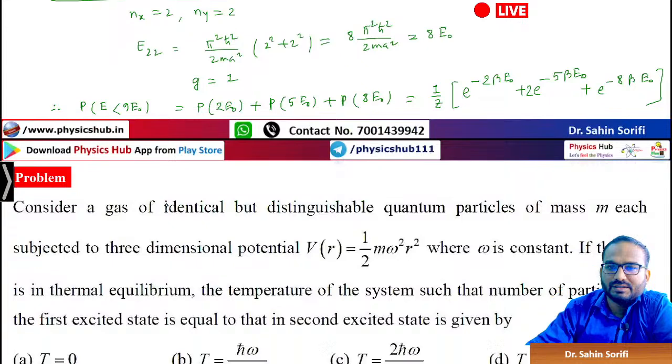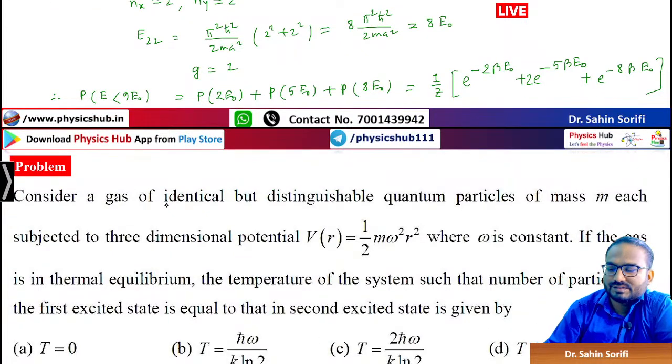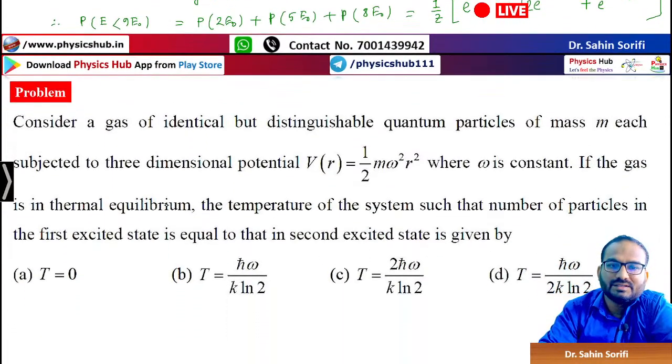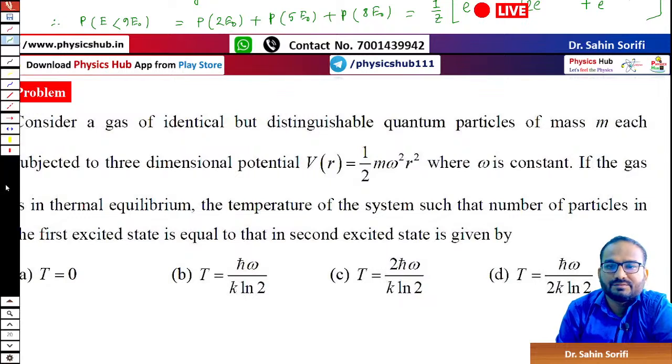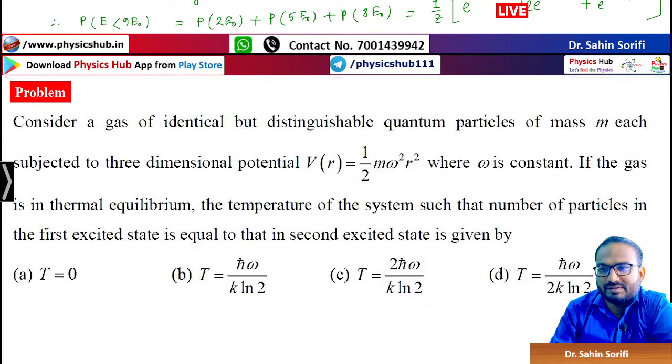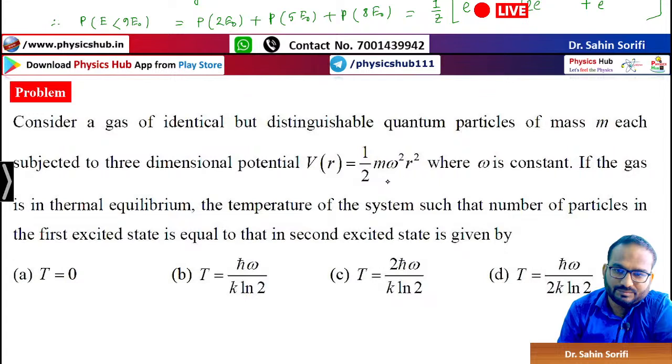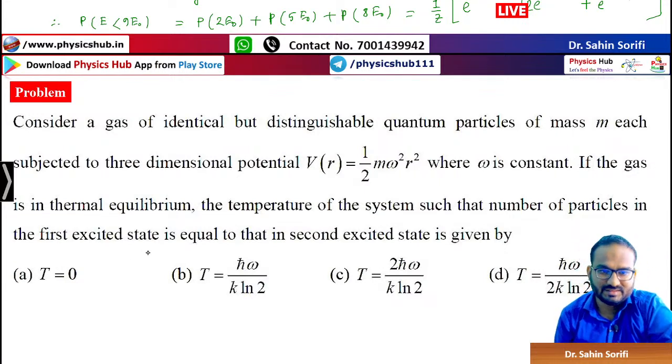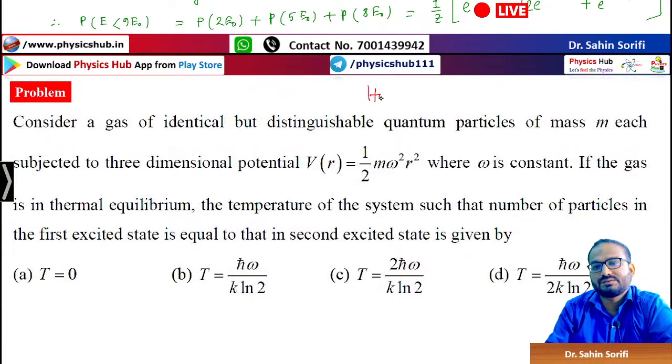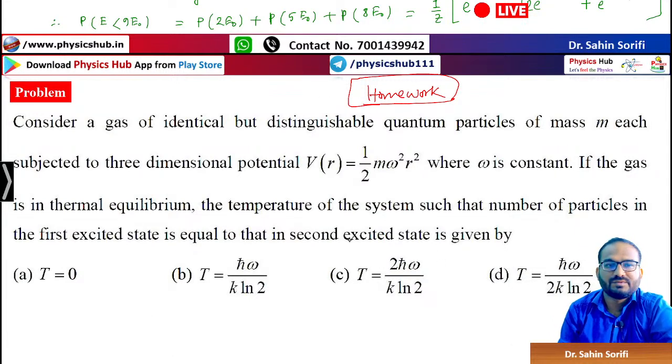I'm giving you one homework that you can try at home, and we'll start from here. Consider a gas of identical but distinguishable quantum particles of mass m subjected to a 3-dimensional potential. This is a 3D harmonic oscillator potential. The gas is in thermal equilibrium. The temperature of the system is such that the number of particles in the first excited state is equal to that in the second excited state. A similar concept can be used to do this problem. So take this as homework. We will do the solution of this homework in the class itself.